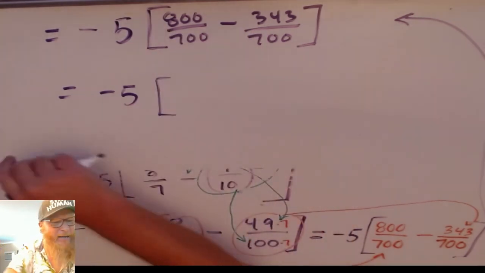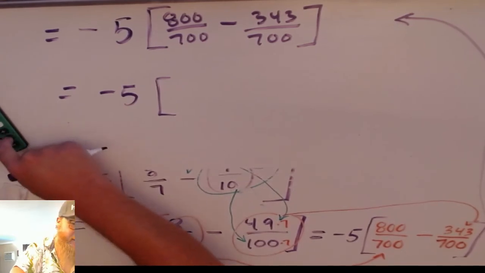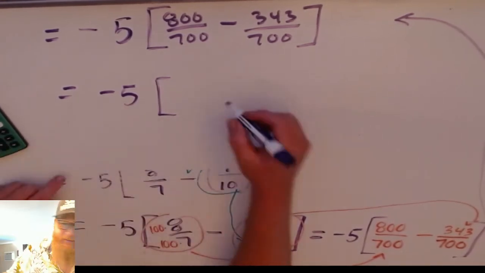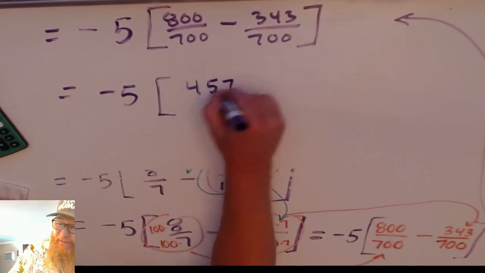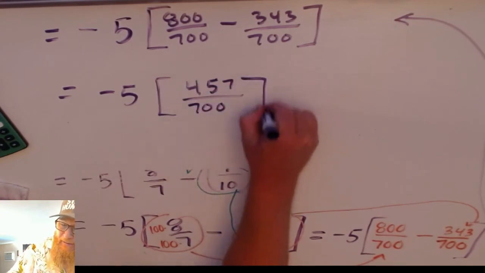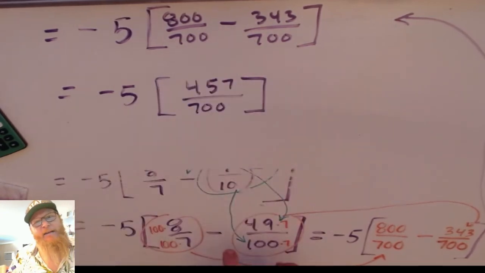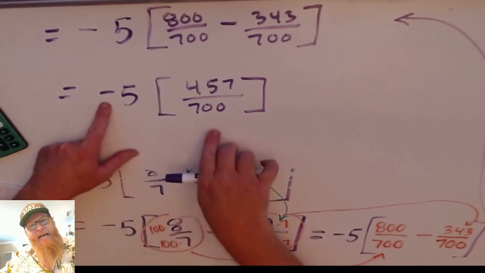So 800 minus 343, I'm also going to use the calculator for that. So that's 457. It's not negative yet. It's still positive. It will be negative at the end when I multiply by 5.